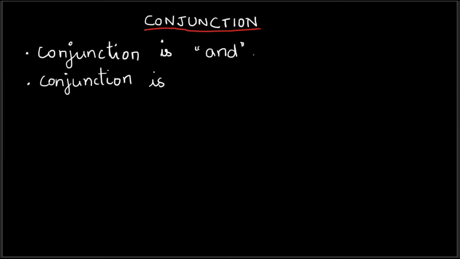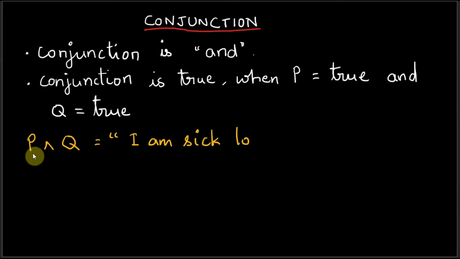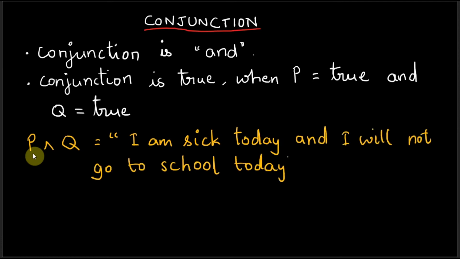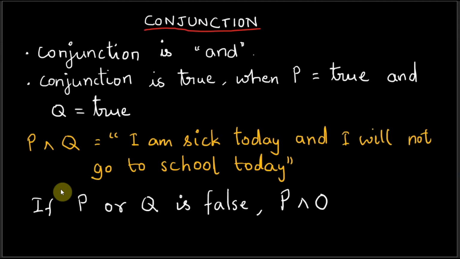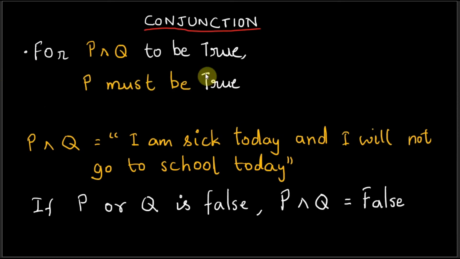Now from the table you can see that disjunction is true if either P or Q is true, or both. The conjunction is true when both atomic statements P and Q are true. Using our previous example, P and Q is the statement "I am sick today and I am not going to school today." If any one of them is false, then the whole compound statement using conjunction becomes false. For this statement to be true, I must be sick and not go to school.